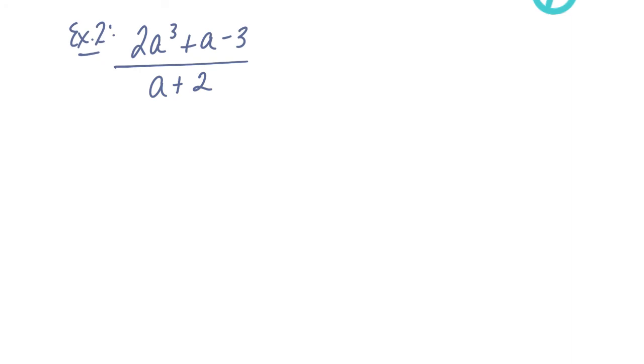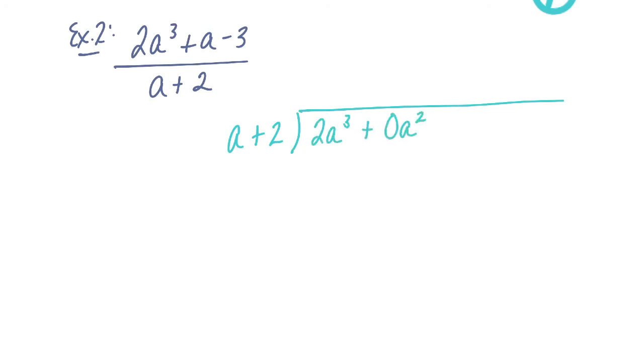All right, moving on to our next example. Notice this one, I have a plus 2, and I'm dividing that into 2a cubed plus a minus 3. So I'm going to set this up as a plus 2. And because I do not have an a squared term, I have to mark that with a 0. 0 times a squared is 0a squared.